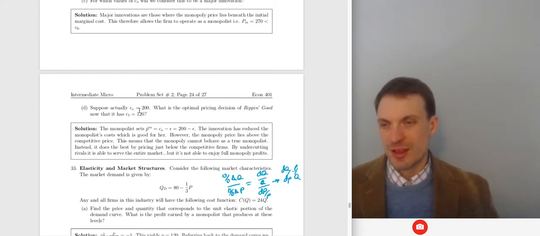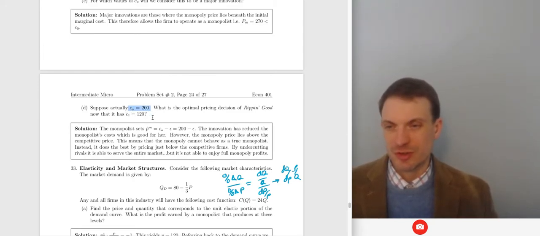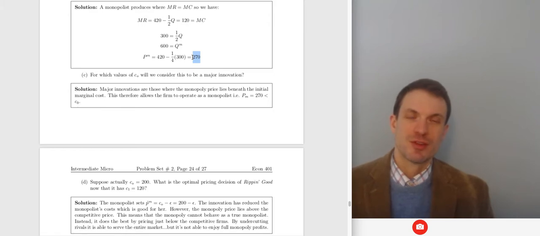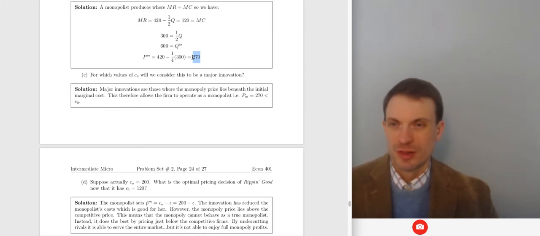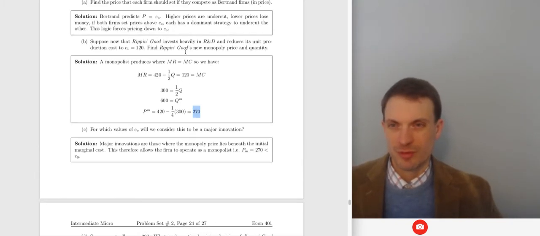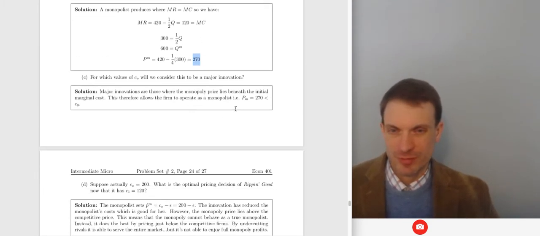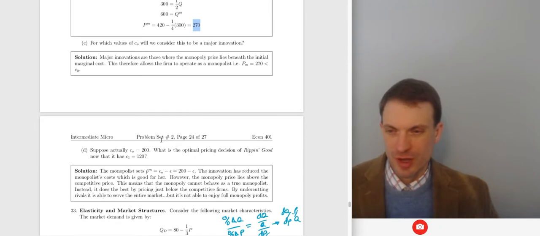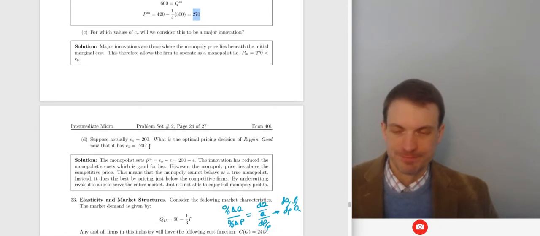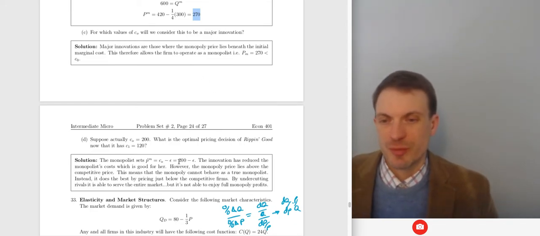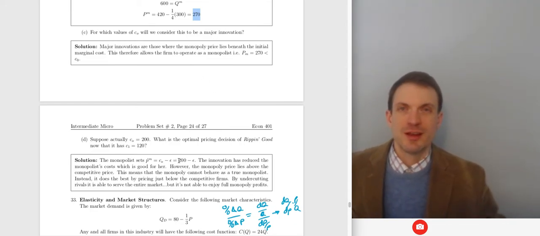Suppose instead the initial starting point was C0 equal to 200. What's the optimal pricing decision? Well, our monopoly price is going to get undercut by our rival because even though our costs are lower, they're still in the market. So our costs have fallen to 120. They still have costs that are lower than whatever would be the monopoly price. So we'll set a price just barely, maybe like 199, just barely undercut them.